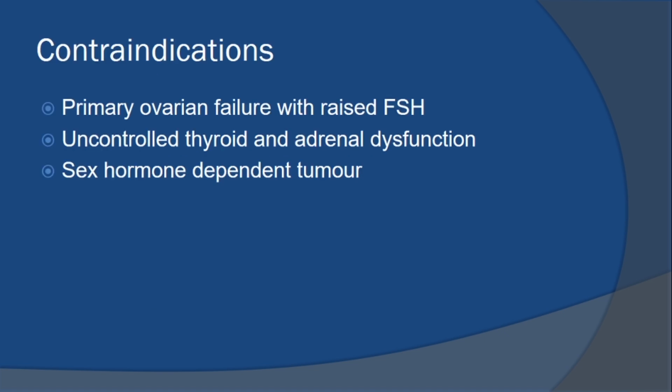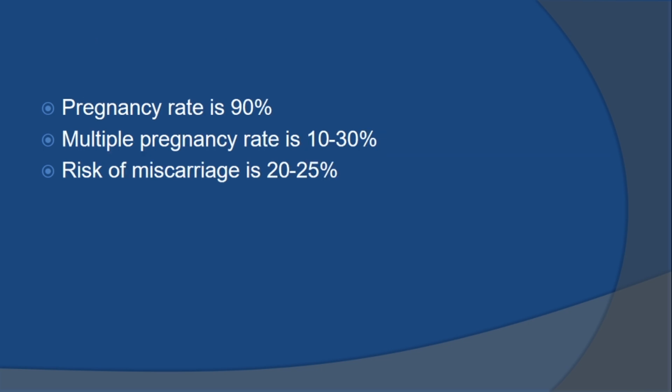Contraindications to the use of gonadotrophin include primary ovarian failure with raised FSH, uncontrolled thyroid or adrenal dysfunction, and sex hormone dependent tumors. All these are contraindications to the use of gonadotrophins. Pregnancy rate is as high as 90% if properly used and if other conditions are satisfied, like if the tubes are patent and the sperm count is normal. Multiple pregnancy rate is about 10 to 30%, and there's a risk of miscarriage of about 20 to 25%.